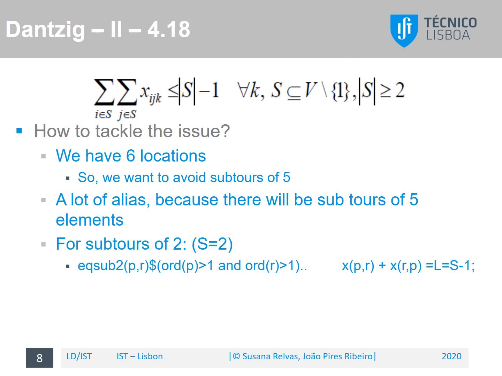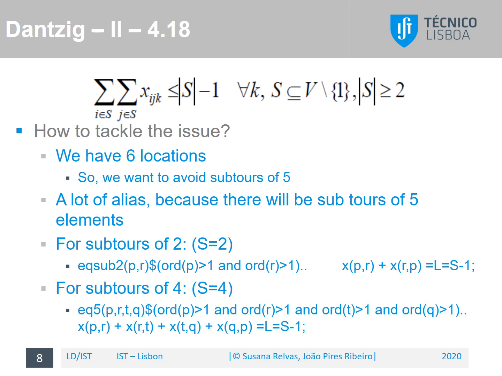The smallest Dantzig equation, S equal to 2. So the first thing we have to do is to name the equation and define the variables. Don't forget that the first element is the depot, so it has to be removed. The equation itself is simple, just the sum of x written so that it forms a loop. In this case, we say that the flow from P to R plus the flow from R to P has to be lower than or equal to S minus 1, being S equal to 2.